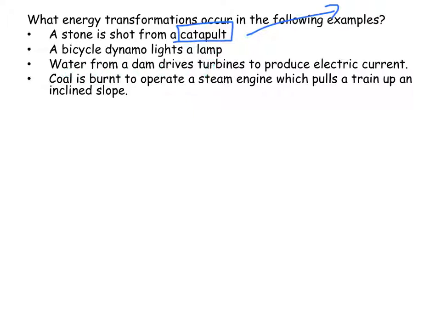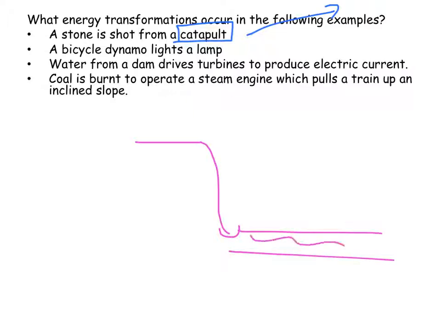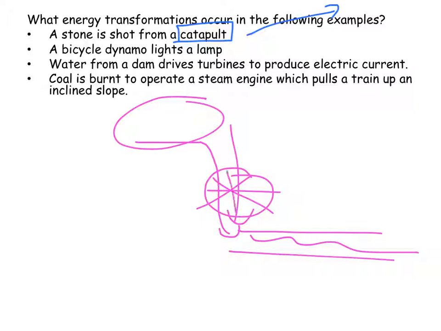Water from a dam. The way that any dam project works is that the dam is high, and then the water falls down, and then it flows along in the river over there. So we've got a big dam, and then we've got falling. So it's gravitational potential energy, and then that drives the turbine, and then you get electrical energy from that.